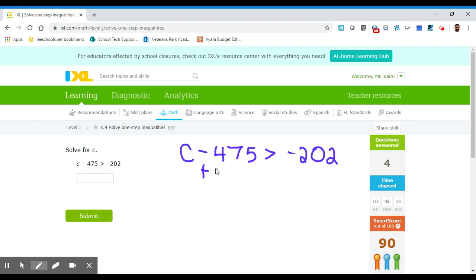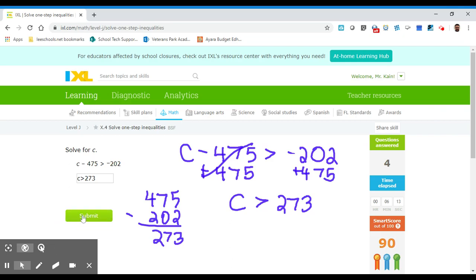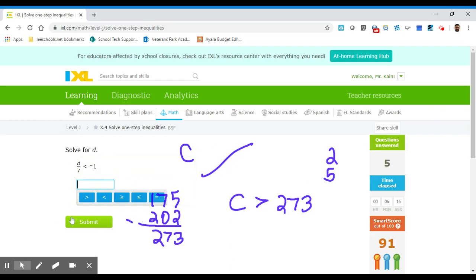So let's add 475, do the opposite operation. Add 475, cancel it out. c is greater than, and 475 minus 202 is going to be 273. So c is greater than 273. And then we hit submit, and that's how we do it. So again, just plug in the value. The only difference, if you ever multiply or divide by a negative, you have to switch the sign.